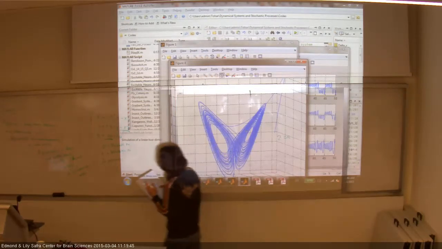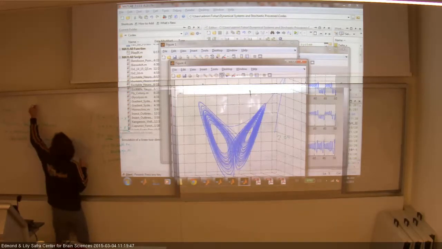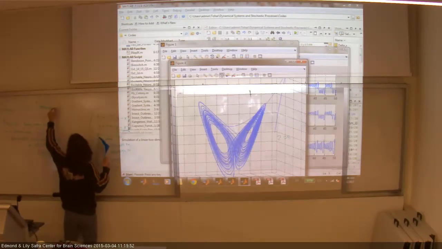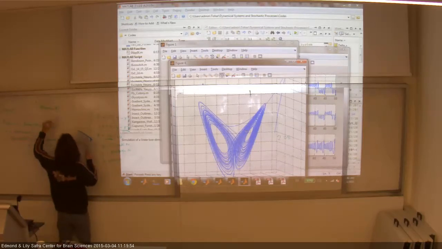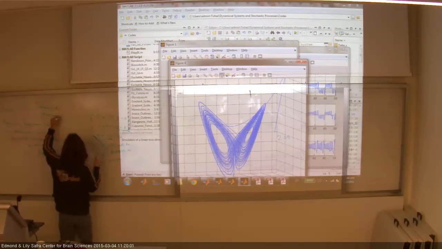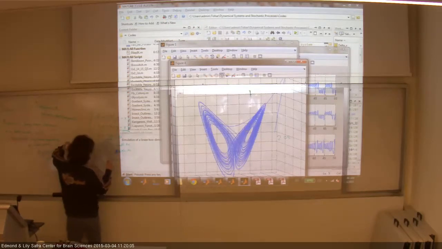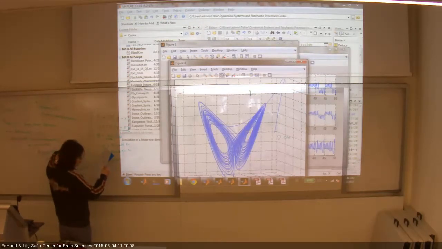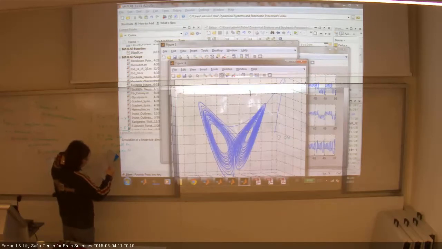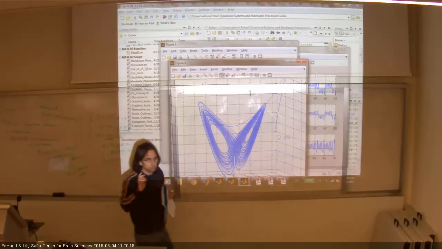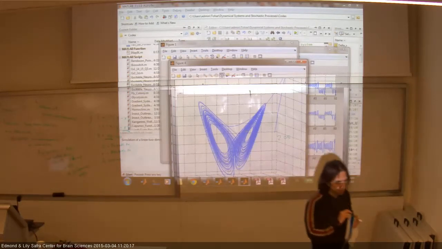Okay, deterministic. Sorry for the mess. I'm avoiding the projector. Deterministic, meaning no noisy inputs or parameters. So the irregular behavior arises only because of the nonlinearity. Okay, this is also important.